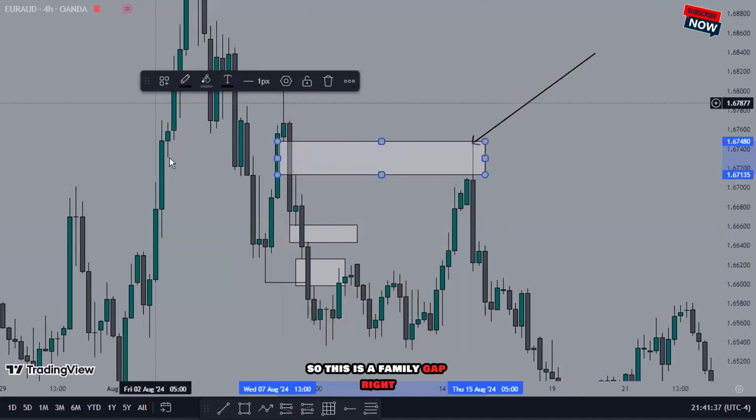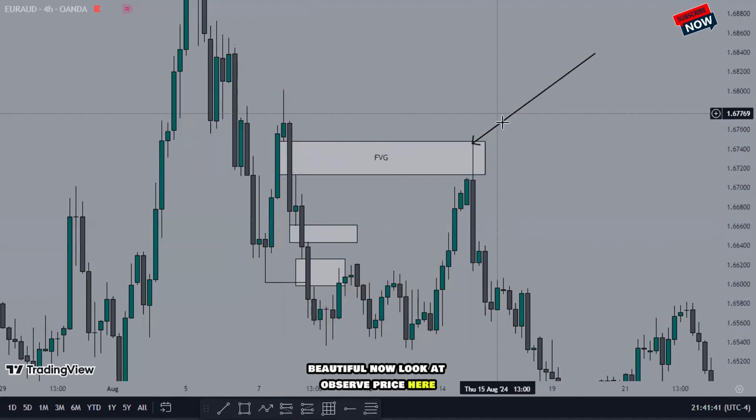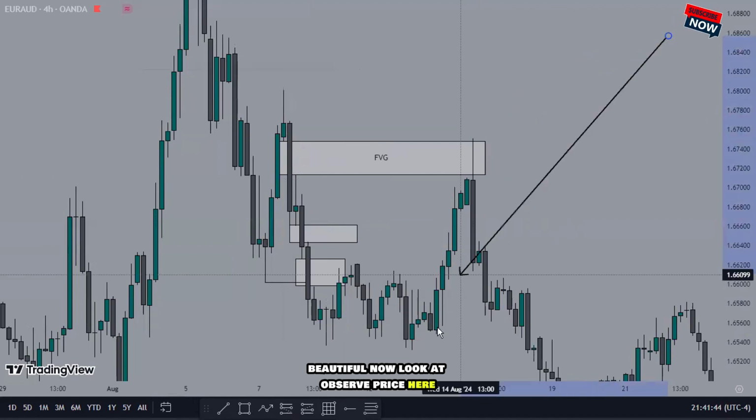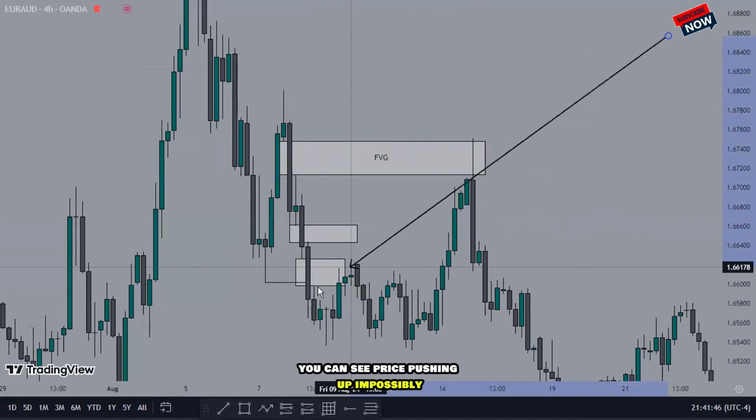All right, so this is a fair value gap. Beautiful. Now observe price here. You can see price pushing up impulsively. It just ran through this one.